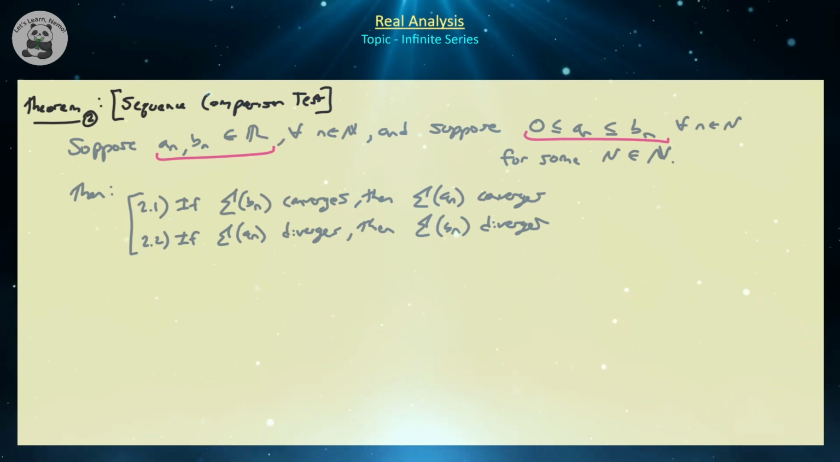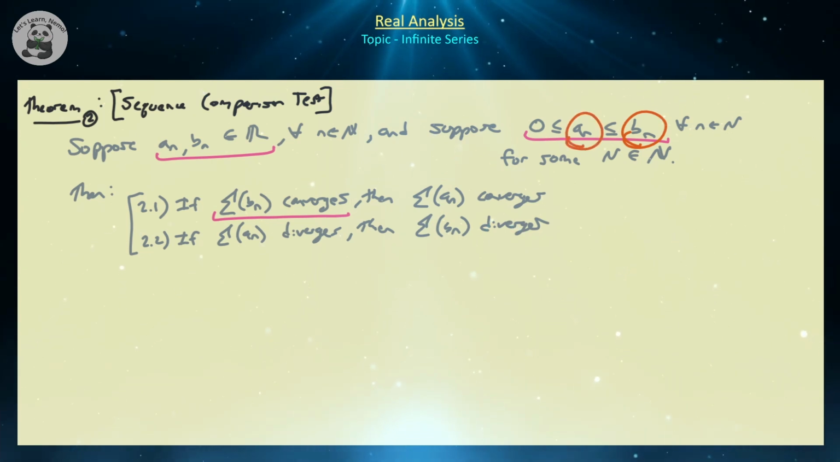Then, if the infinite series of bn converges, so that means if bn converges, in terms of series, to a finite number, that means the series underneath it has to converge to a finite number too, because you can't have an infinite number less than a finite number.